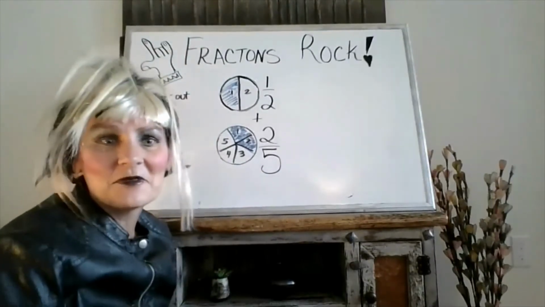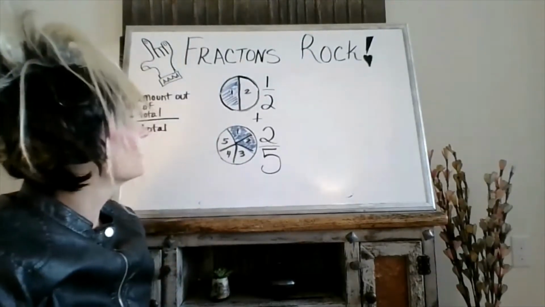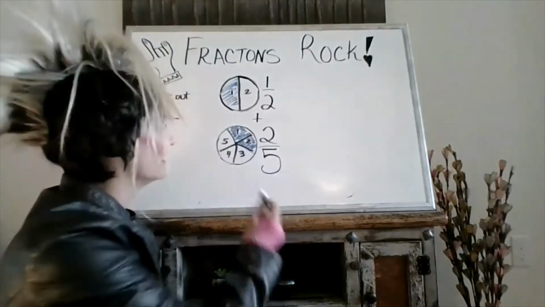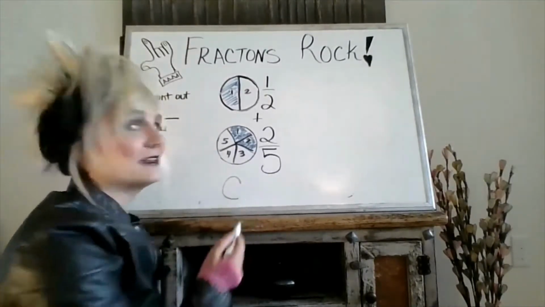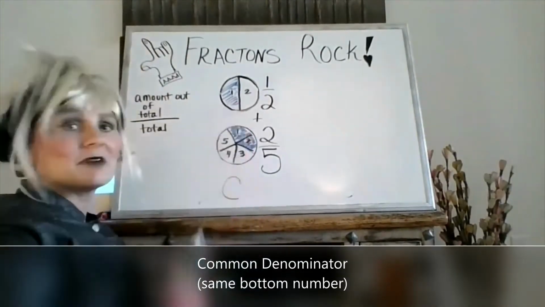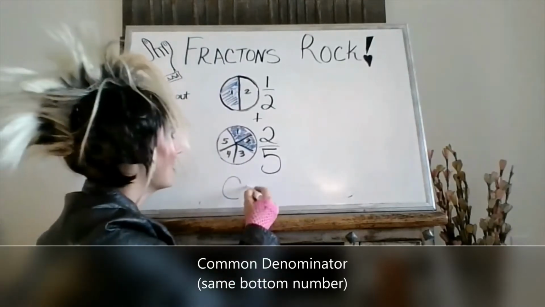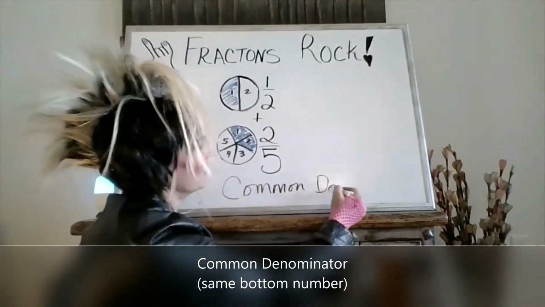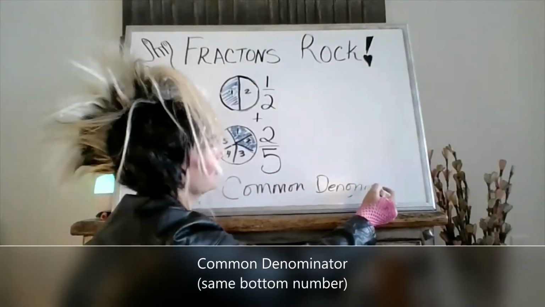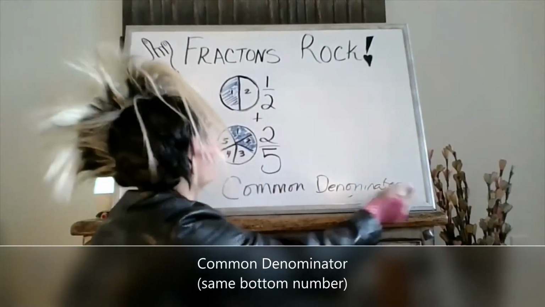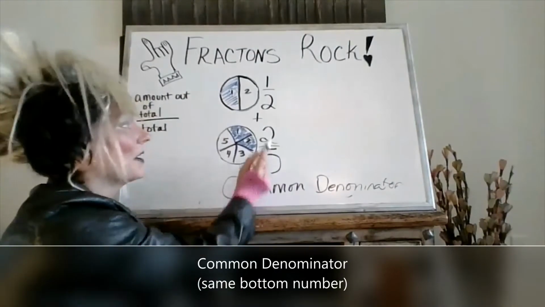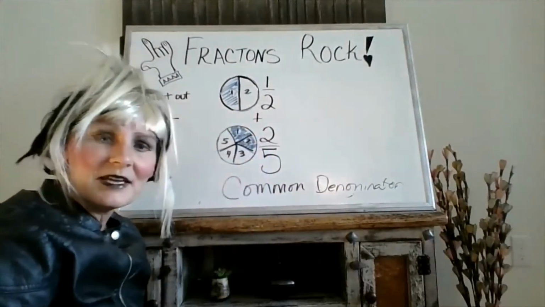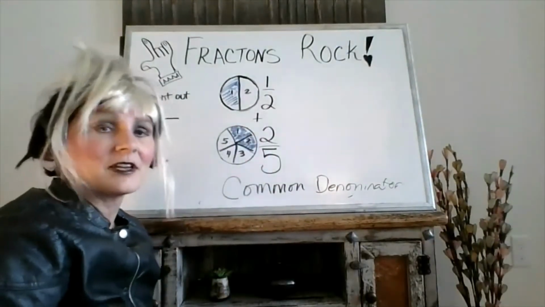Okay guys, so here's what we're going to do. We're going to find a common denominator. Everybody write that down. And you should be writing down these fractions too. Common denominator. The denominator, again, is the bottom number. We need it to be exactly alike for us to add.